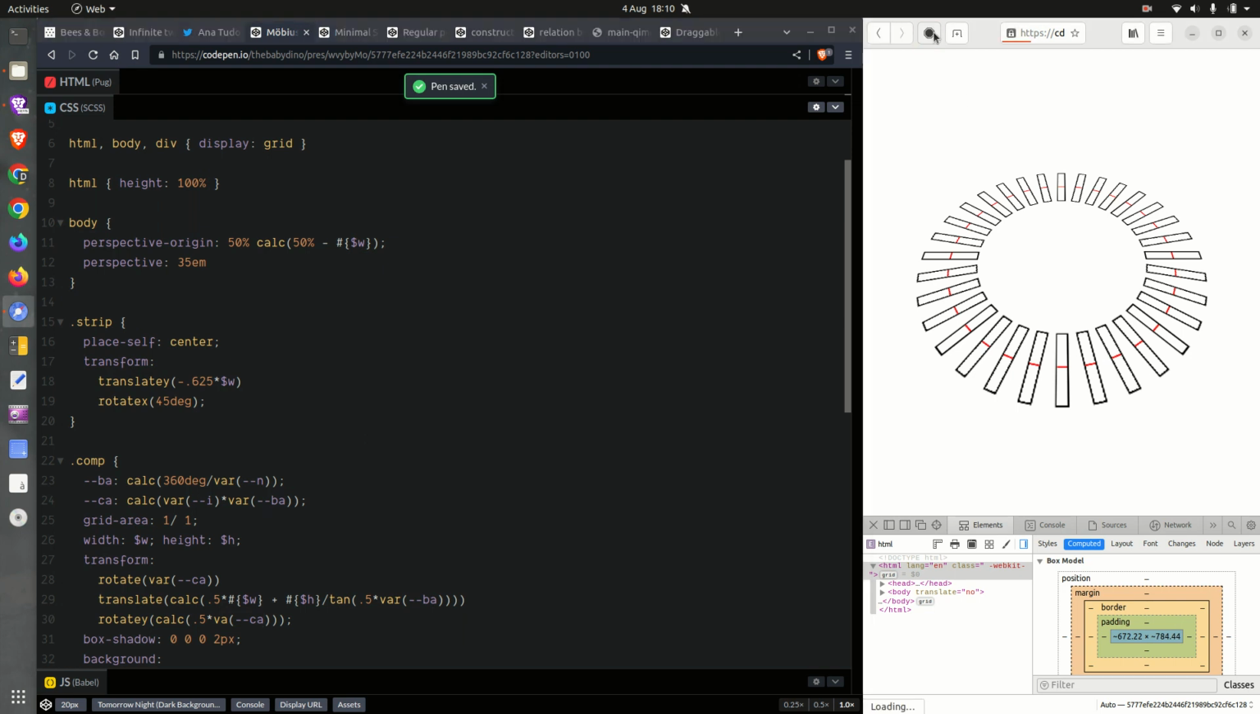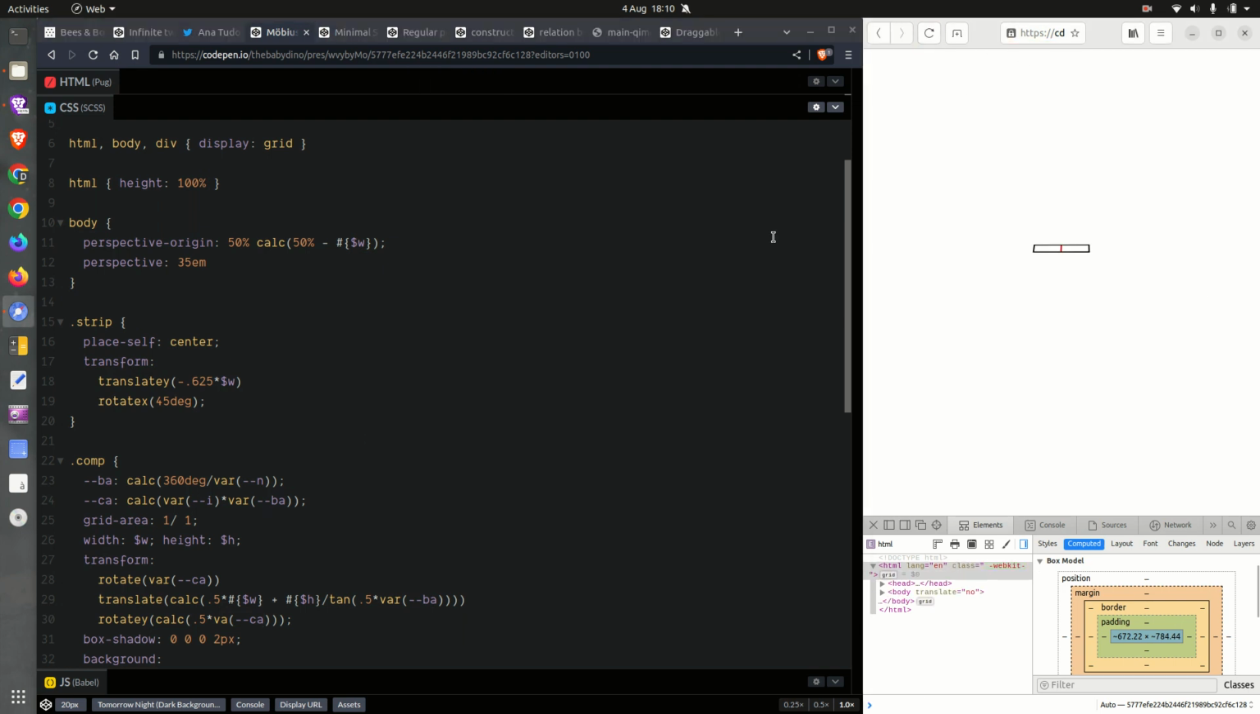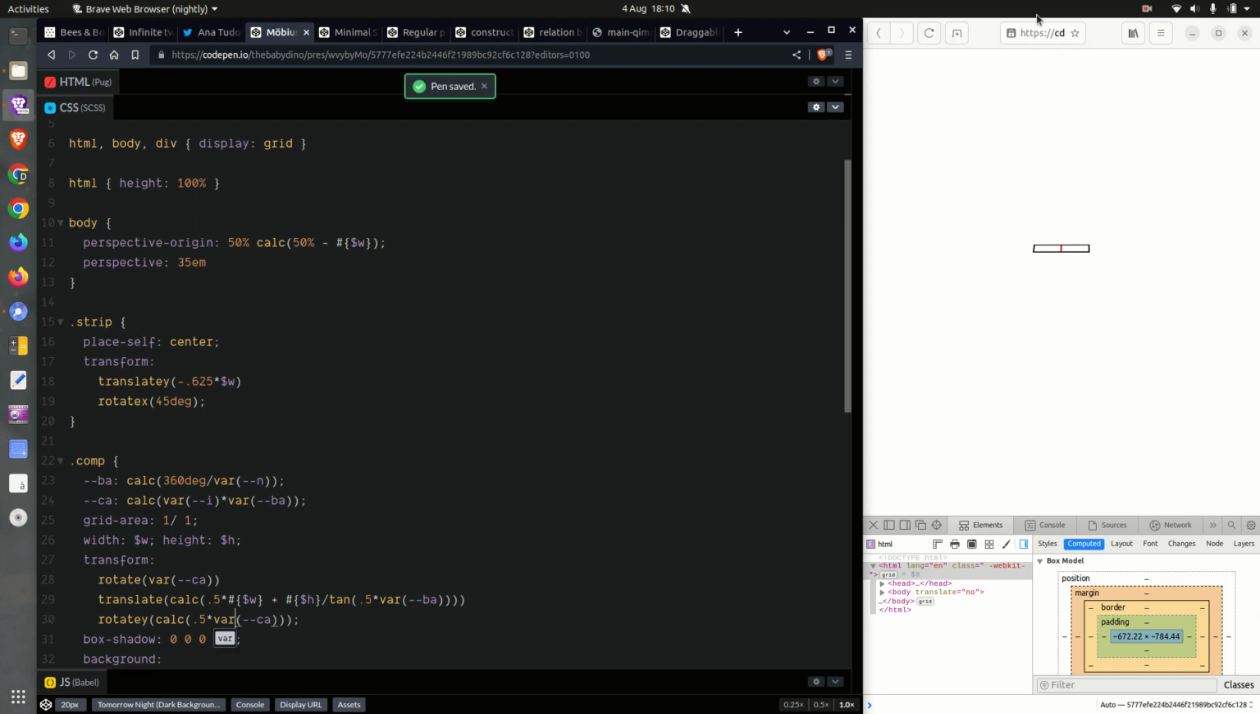And okay, that's what I messed up. I cannot use the keyboard.